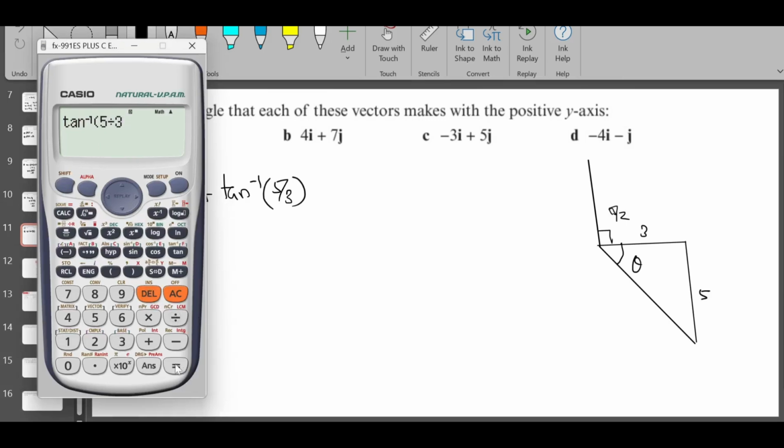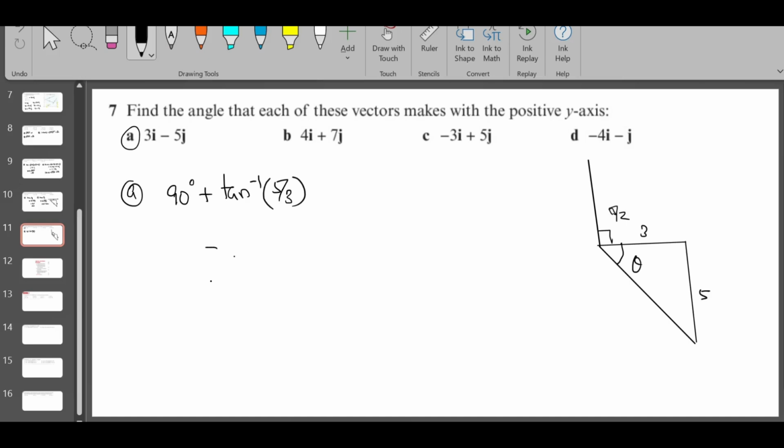Tan inverse of 5 over 3 plus 90. That's 149 degrees, but 149 degrees to the right.